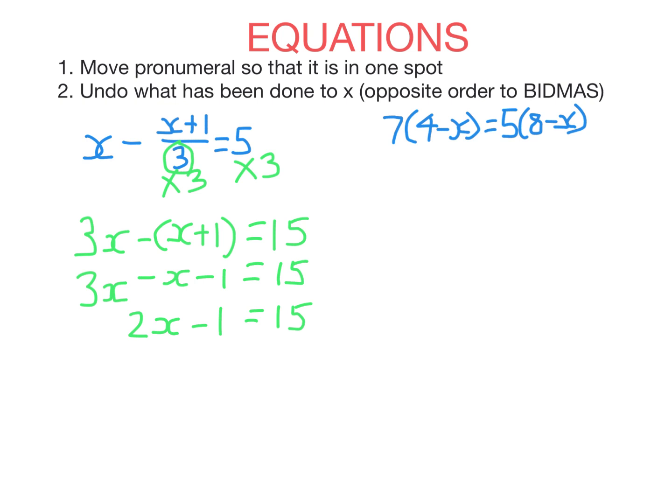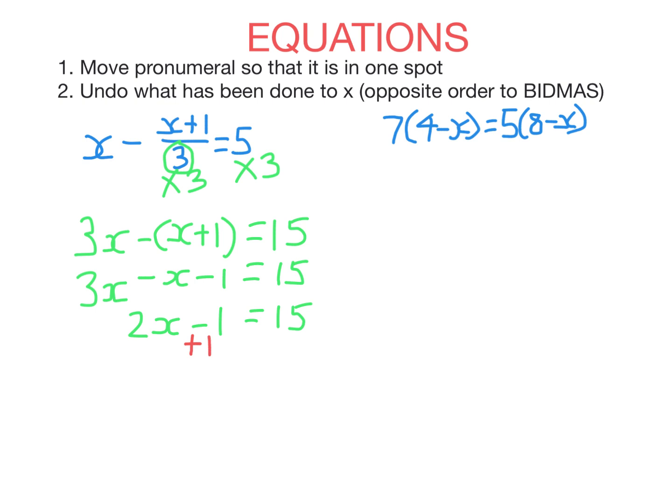Now what I do is undo what's been done to x in the opposite order to BIDMAS. It's like in the morning you put on your socks, then your shoes. At night you have to take off your shoes first because it's the last thing you put on. So here x was multiplied by 2 and then 1 was subtracted. 1 was subtracted last. It's the first thing I undo.